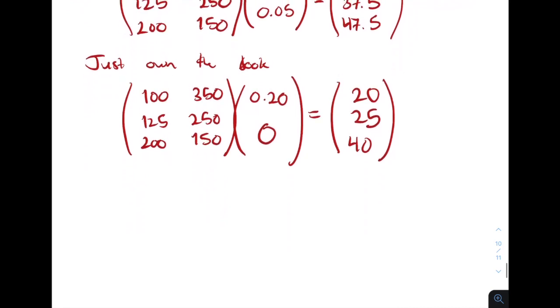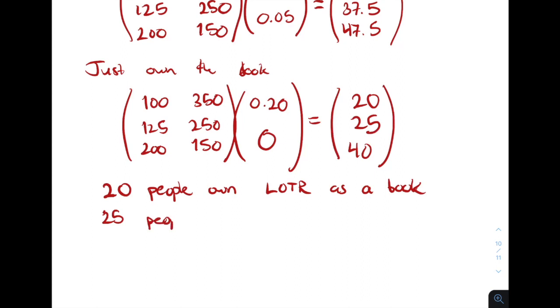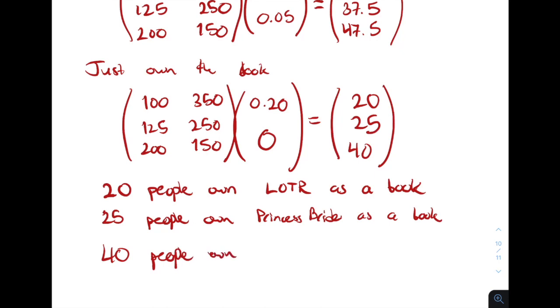For the second one, I'll go back and interpret our answers. 20 people own Lord of the Rings as a book. 25 people own Princess Bride as a book. And 40 people own To Kill a Mockingbird as a book.